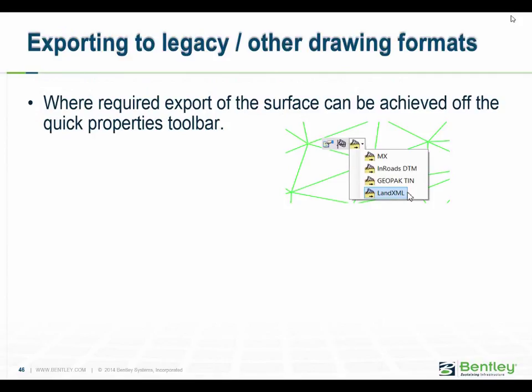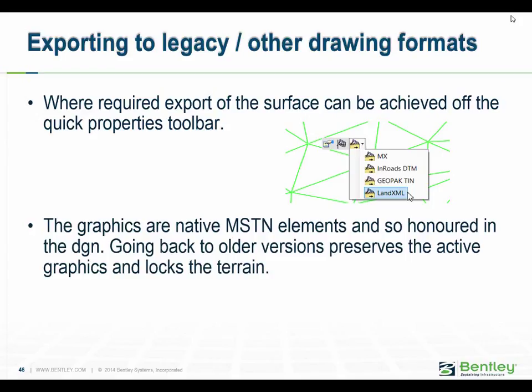So exporting to legacy and other drawing formats, how do we deal with that? Well, we select the terrain, and from that active surface we have the ability to pick the native file formats that we support as a direct export and just publish to those file formats for that terrain itself. The graphics that we're working with here are the MicroStation elements, so they're honoured in the DGN. So if we're going back to older versions, preserve the graphic and lock the terrain, and as we save to an older version of a DGN, those graphics are preserved.